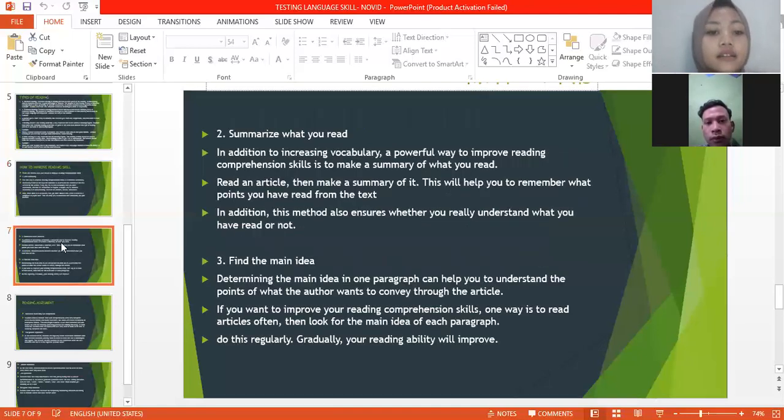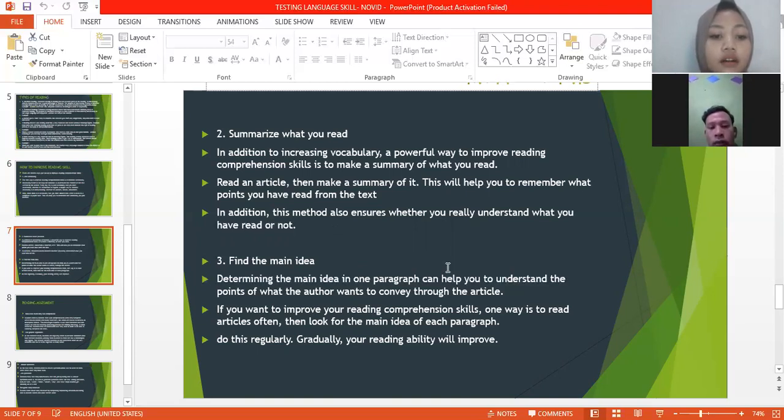And then the second, summarize what you read. In addition to increasing vocabulary, a powerful way to improve reading comprehension skill is to make a summary of what you read. Read an article, then make a summary of it. This will help you to remember what points you have read from the text. In addition, this method also ensures whether you really understand what you have read or not.